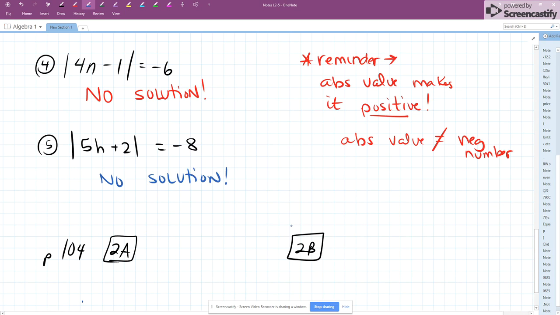So in your notes, please turn to page 104, do problems 2A and 2B. If you don't have your book on you, these problems are also on the rest of this School Formative page. Do them in your notes and also online. Thank you.